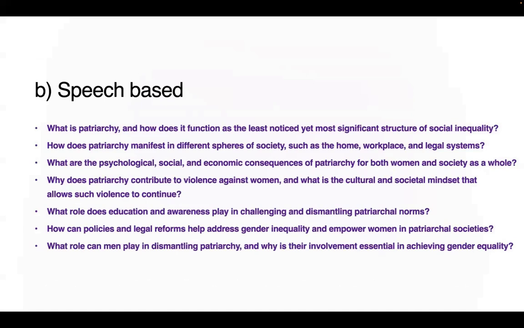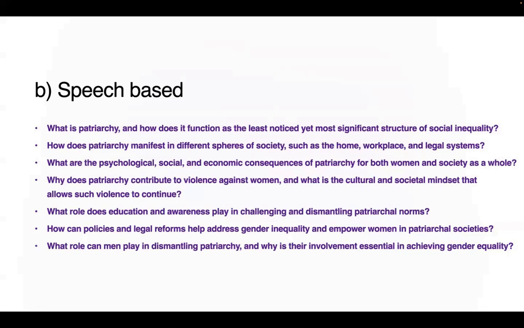And how does it function as the least noticed yet most significant structure of social inequality? The first question in this speech. The second is, how does patriarchy manifest in different spheres of society, such as home, workplace, and legal system? Third question is, what are the psychological, social, and economic consequences of patriarchy for both women and society as a whole?